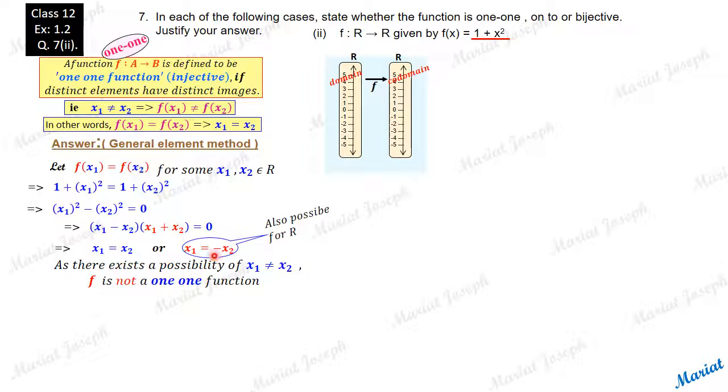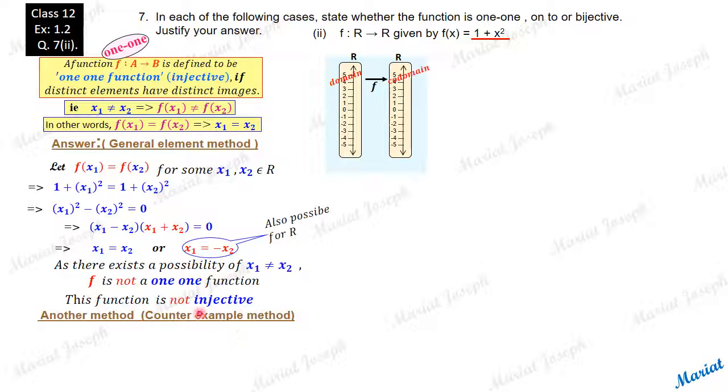To establish this, we could have simply used a numerical example, that is, a counterexample. Remember, to establish the invalid situation of a definition, we can use a numerical example, an example that goes against the definition. Here I take two numbers, 2 and minus 2, which are obviously unequal. These are the x1 and x2 that I have taken. The first interpretation I am going by.